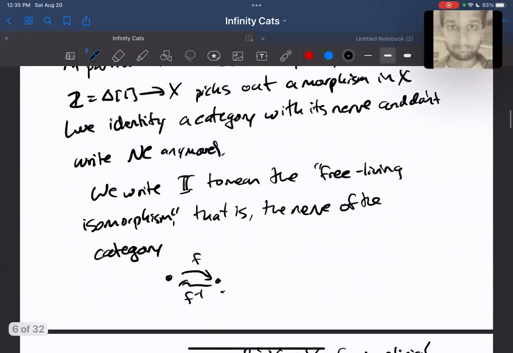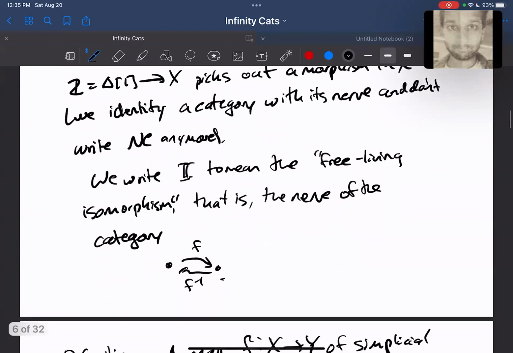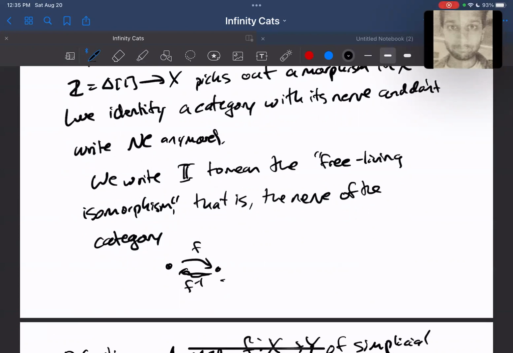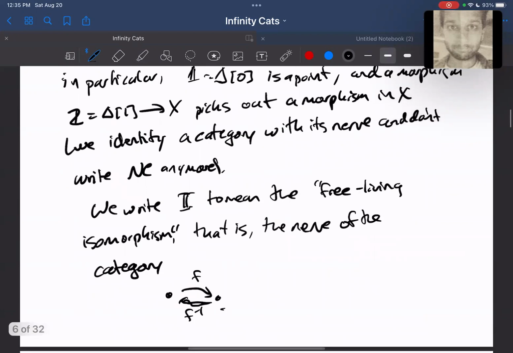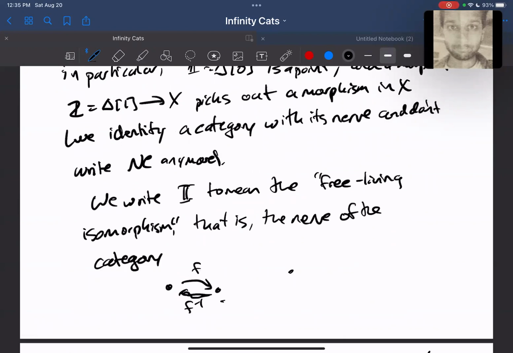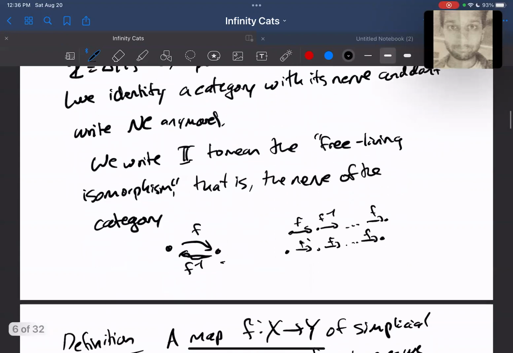So in particular, we're going to write I to mean the free living isomorphism. So that's going to be the nerve of this category. You have two objects, you have an isomorphism from one to the other and an inverse, such that these compose to the identity. So the nerve of this is going to give you a category that has two non-degenerate simplices in each dimension. In particular, it's going to look like F inverse, F, or starting with F inverse and then alternating. And then every other simplex is going to be degenerate in these n-dimensional places.